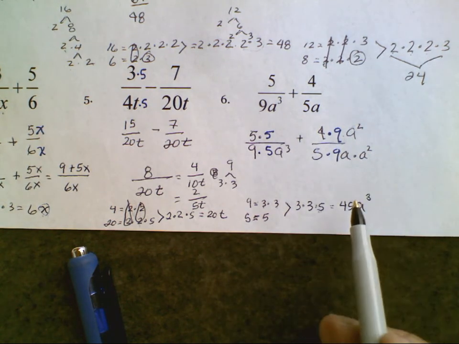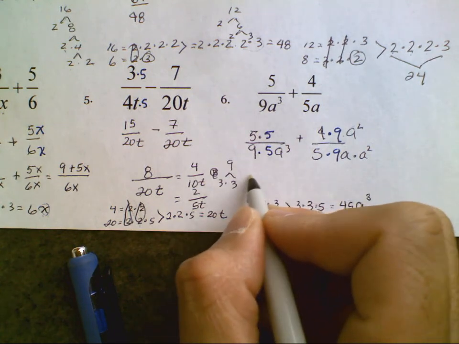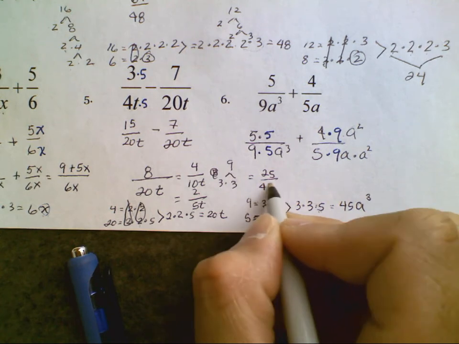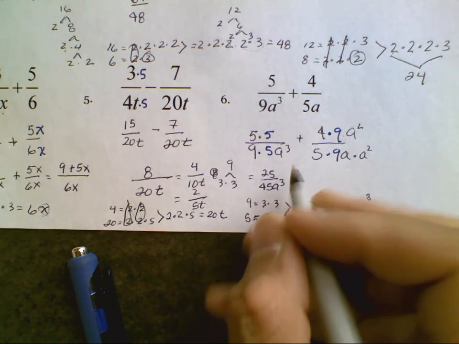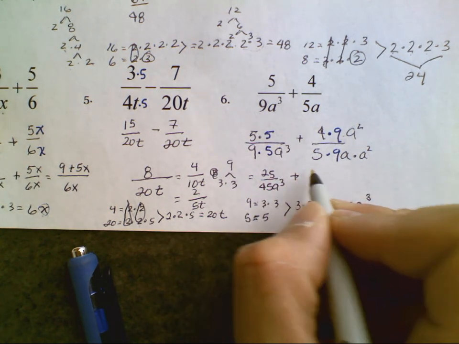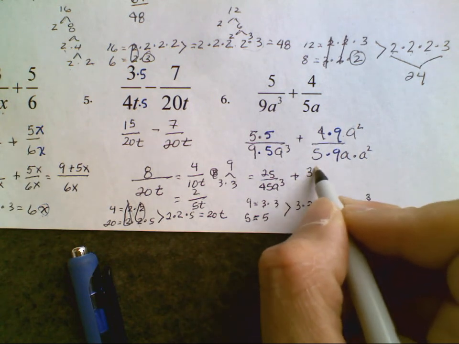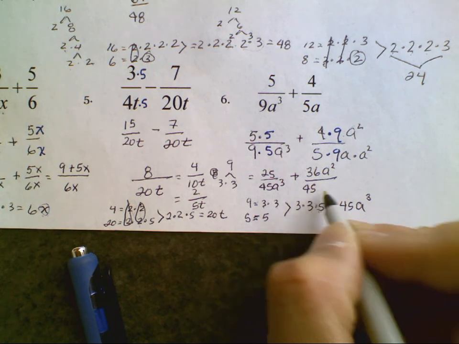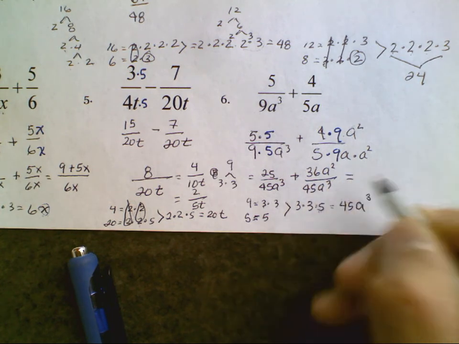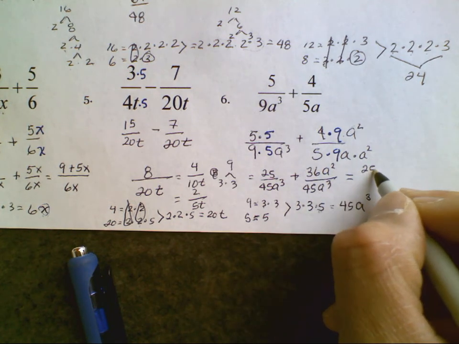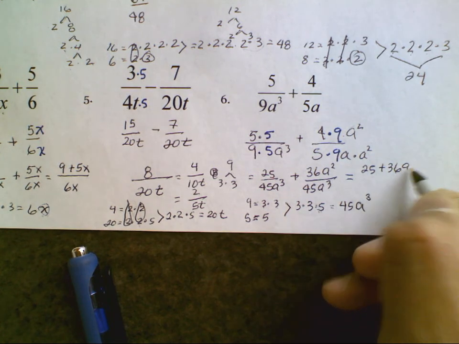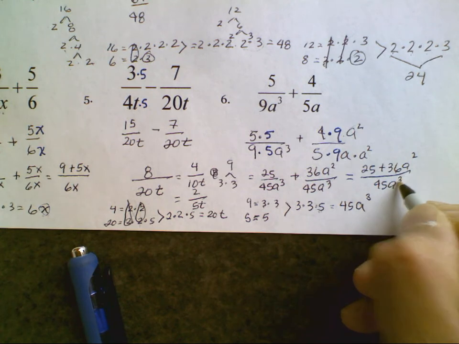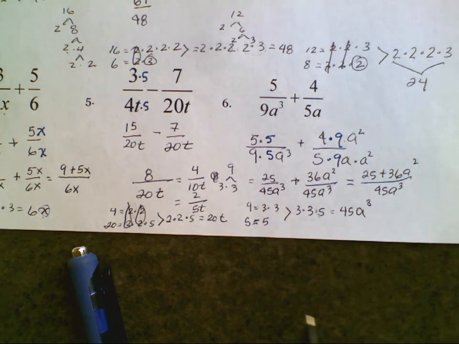And let's simplify it. In this case, it's equal to 25 over 45a cubed plus 4 times 9 is 36a to the second power over 45a cubed, which equals 25 plus 36a squared over 45a to the third power. And that will be your solution.